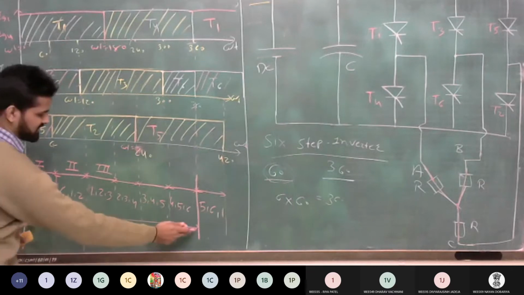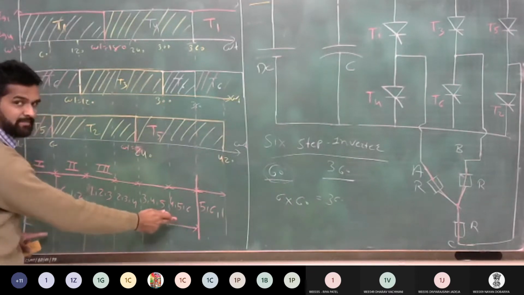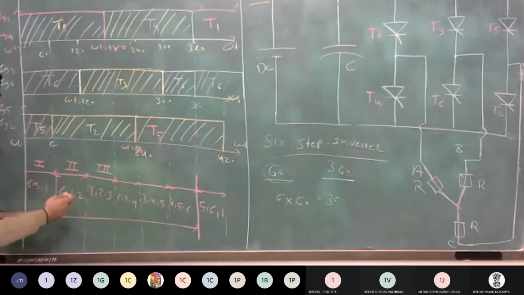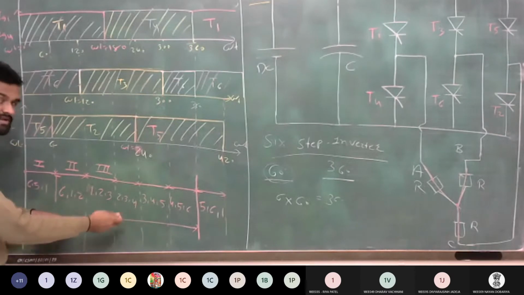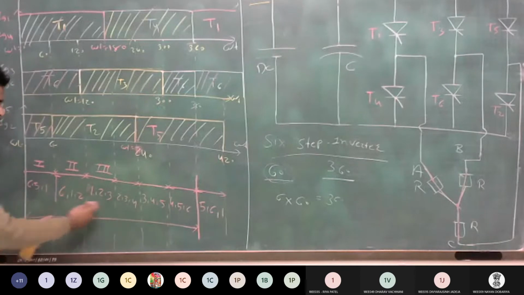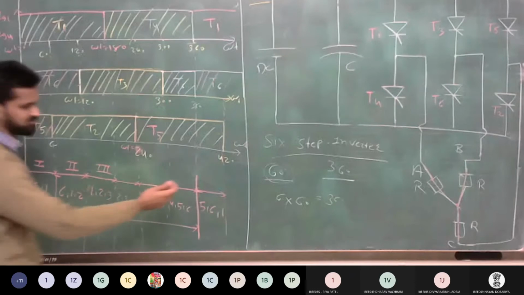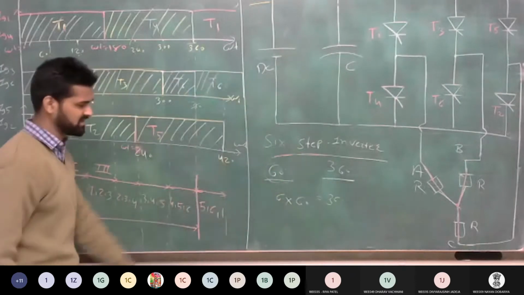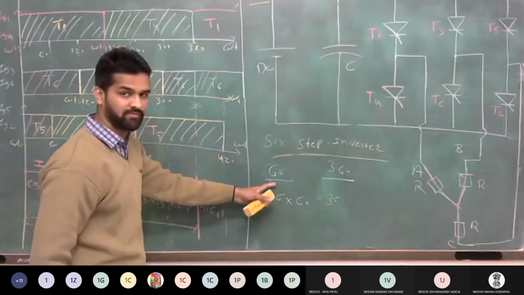So you can see that in one cycle, we have 6 step intervals. In each 60 degree step interval, different thyristors are turning on. So you can see that in the first step, 6, 5 and 1 are on. In the second step, the new thyristor number 2 is on and thyristor number 5 is off. Same way, in the next interval, a new thyristor will turn on and the previous thyristor is off. So that is why it is called the 6-step inverter. In 360 degrees, you get the 6 steps, each step of 60 degrees.